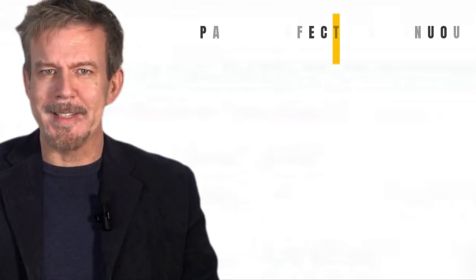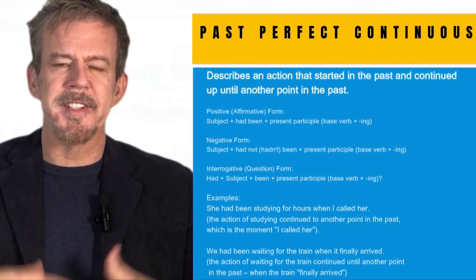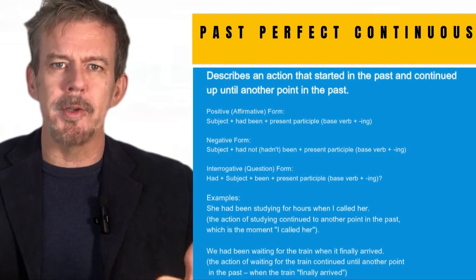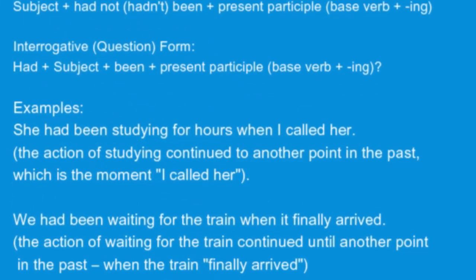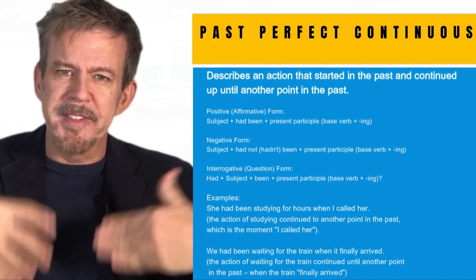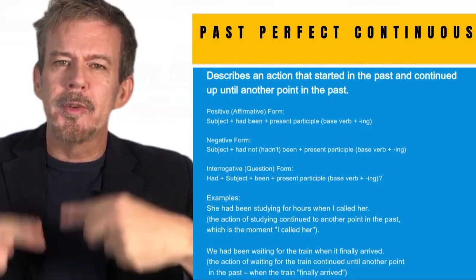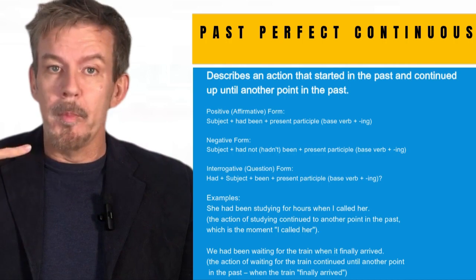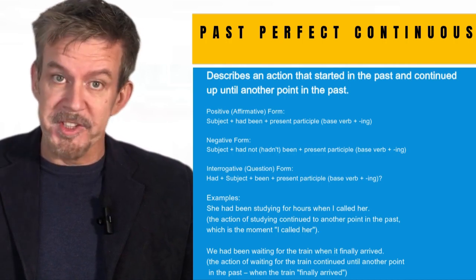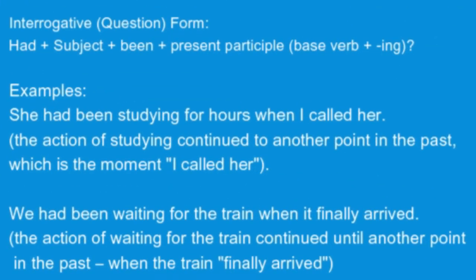Past perfect continuous describes an action that started in the past and continued up until another moment in the past. So, she had been studying for hours when I called her. So the action of studying continued to another point in the past, which is the moment I called her. She stopped studying. Or, we had been waiting for the train when it finally arrived.